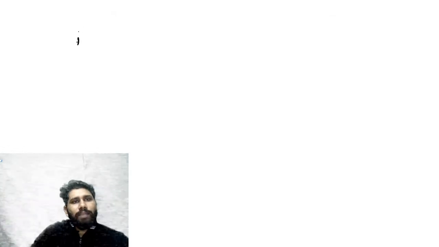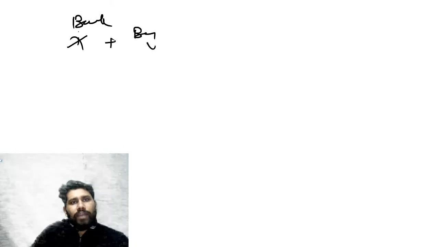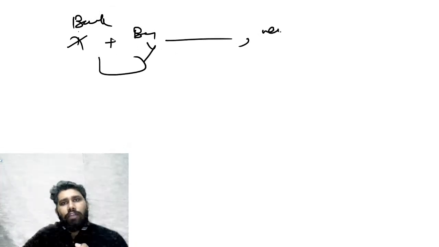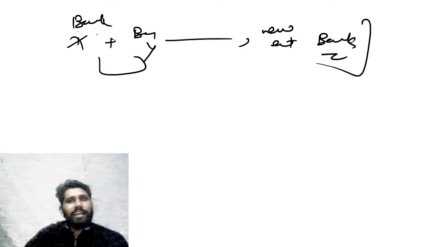Let's suppose, again I'm repeating it, bank X plus bank Y have been merged, they have been amalgamated, and if a new entity, bank Z, is formed, then it is called bank amalgamation. What is the difference with bank merger, guys? What is bank merger? Try to remember this particular thing.